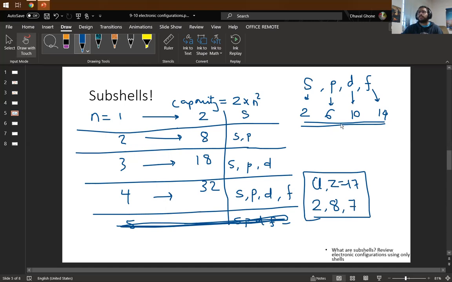If you try to observe a pattern over here, you need to do plus 4, plus 4. Oh yeah, we found a pattern. Great. So every subshell consecutively can contain 4 more electrons. If you start with S, capacity equals 2, 4 more for P would be 6, 4 more for D would be 10, and 4 more for F would be 14. I didn't know this, but I just figured it out right now. So we found a way to remember the capacity of subshells.